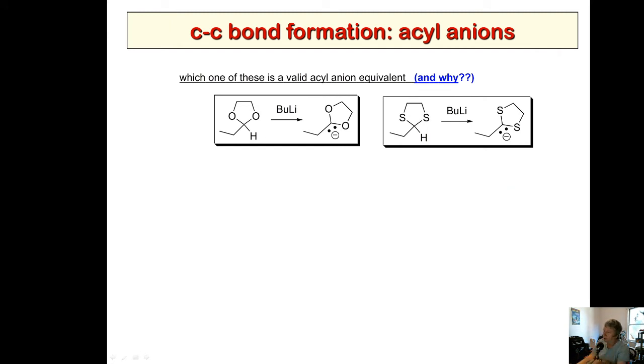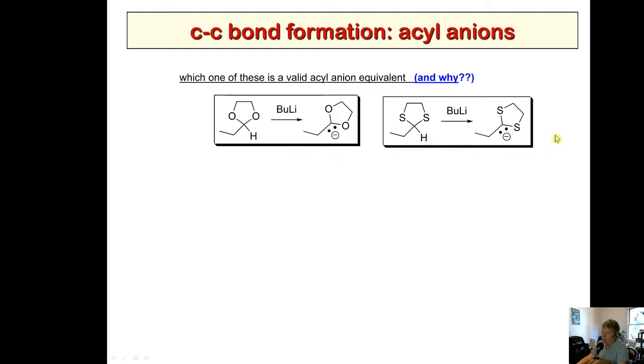Acyl anions. This is kind of a new thing for you guys. Which one of these is a valid idea? So take the acetal functional group and treat it with butyl lithium, rip off the proton, make a dot dot minus, as opposed to a thioacetal, rip off the proton and you make this, and then you can attack stuff with it, and then you have basically a protected ketone, right? Because after you attack something, this is a protected ketone. Which one of these is valid and why?